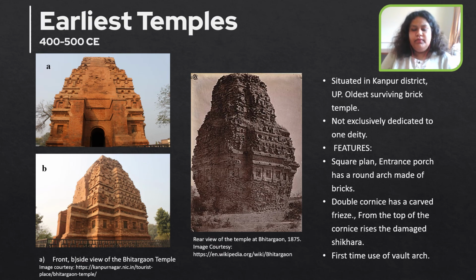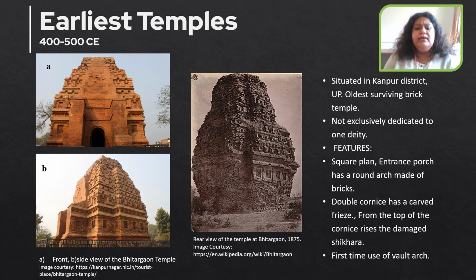The other earliest temple, corresponding to the same period of 400 to 500 CE, is the Bhitargaon Temple in Kanpur district, and it is the oldest surviving brick temple. It is not exclusively dedicated to one deity, because when it was found by the excavators, as you can see in the rear view of the temple at Bhitargaon in 1875, the image shows how it was found. The excavators and historians did not find any sculpture or image of any god or goddess. Hence it is said that it is not exclusively dedicated to any deity.